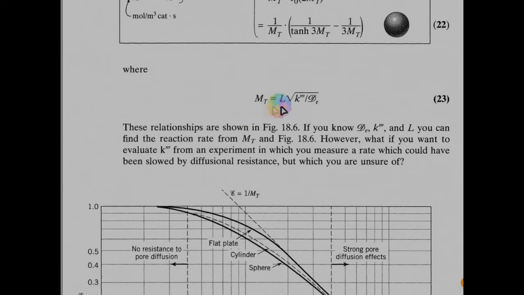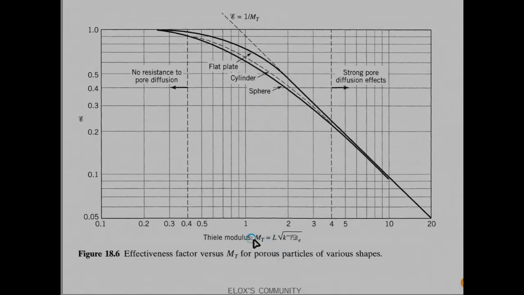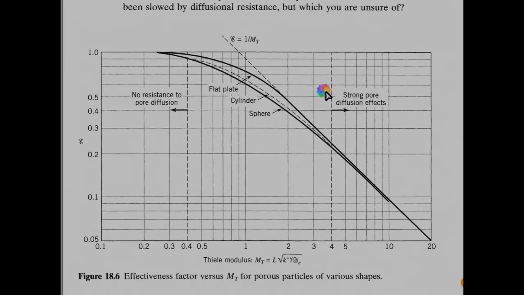The Thiele modulus is equal to the effective length multiplied by the square root of the rate constant K. It depends on different units, so you will see a single dash based on kilogram and a triple dash based on the volume of the catalyst. By using this formula, we can find this term MT. MT is called the Thiele modulus.